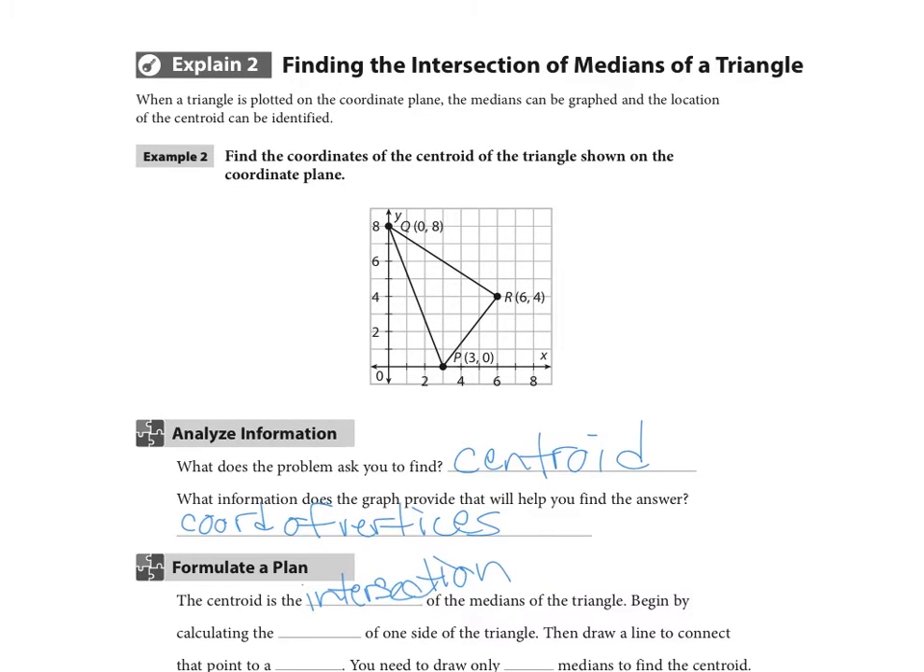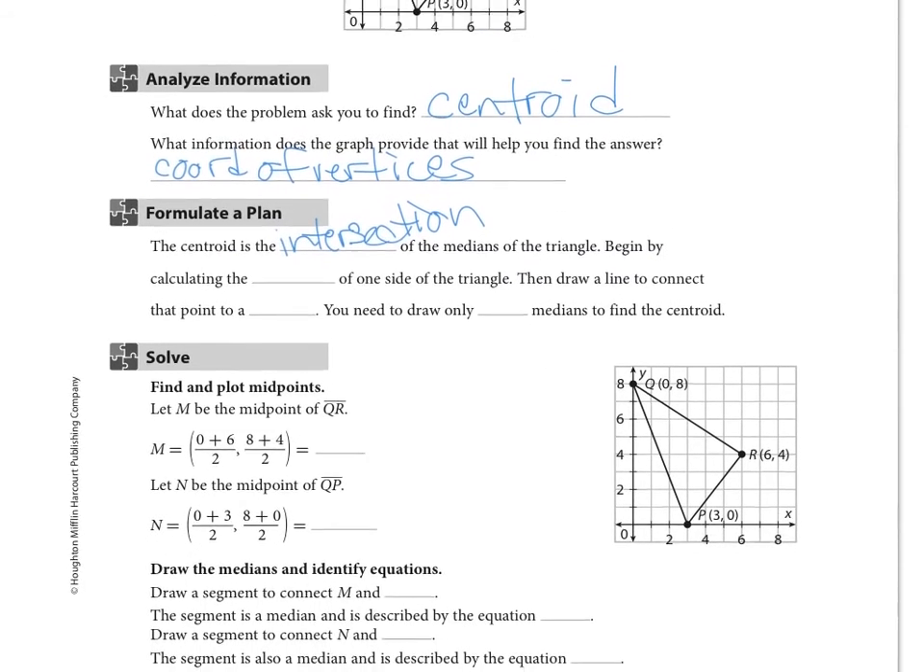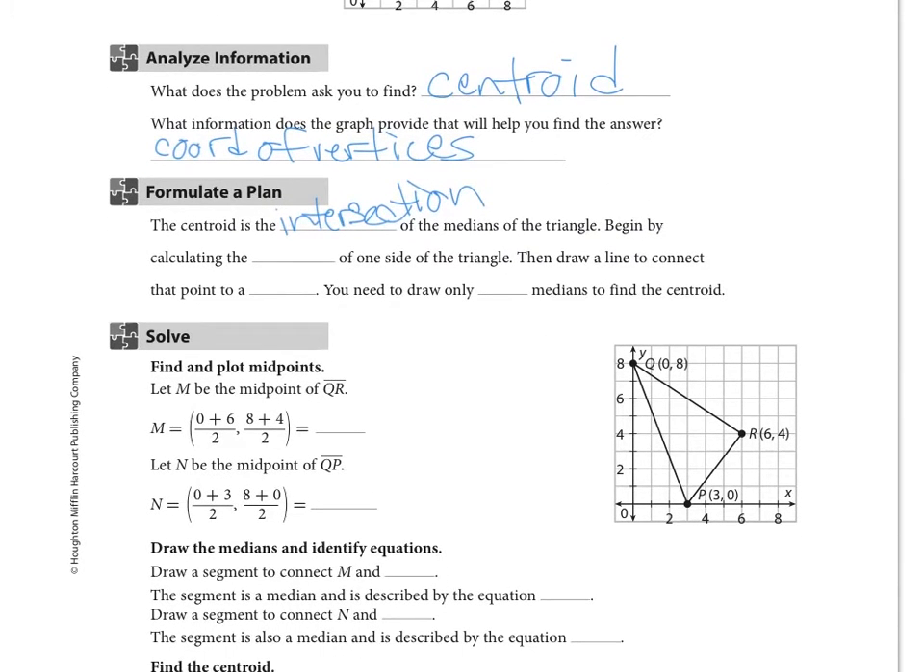So we're going to begin this whole entire process by calculating the midpoint of one side of the triangle, and then we're going to draw a line to connect that point to a vertex. We only need to draw 2 medians to find the centroid. So let's walk through the solution here.